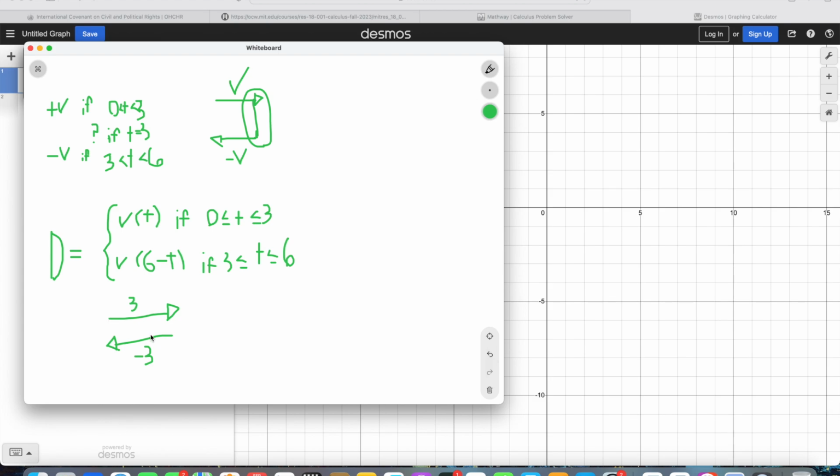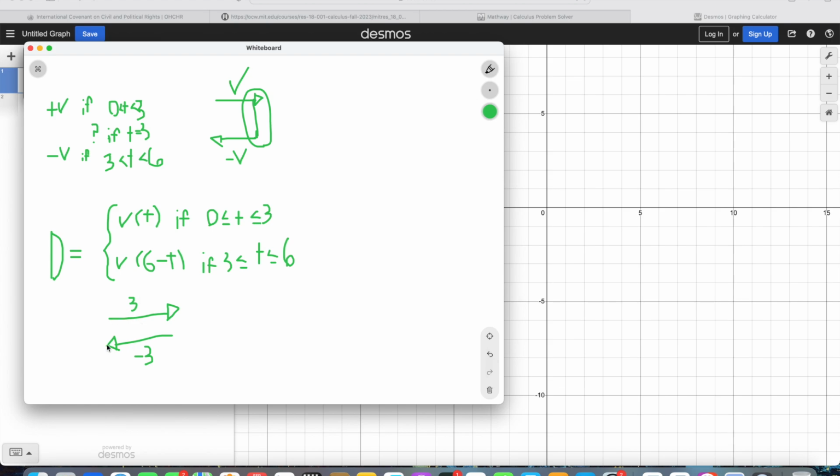And if we plug in 4 seconds, he would go forward 3, then go backwards 1, so he would be at the value of 2, because he would be 2 spaces away from where he originally started. That would be his total distance, 2. So at any given time, we can find out where he's at in terms of distance.